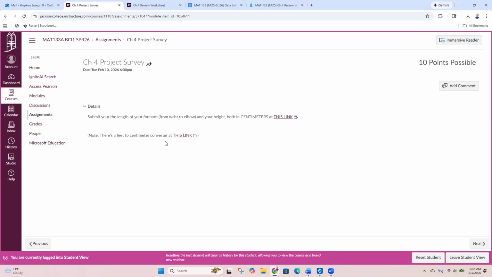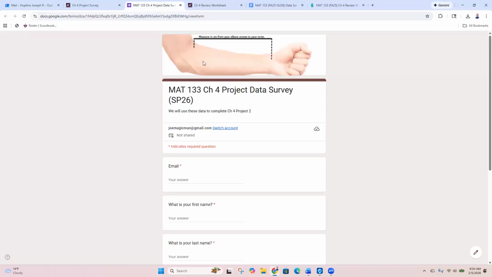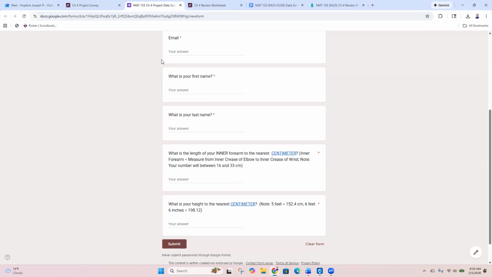So make sure you come over here and it says submit the length of your forearm from wrist to elbow and your height in centimeters. So you click this link. Come over here. Here's a little graphic on what we mean by your forearm. So it's from your elbow to your wrist. Okay. So it's quick. First name, last name, how long is your forearm? How tall are you? There's a conversion for centimeters.